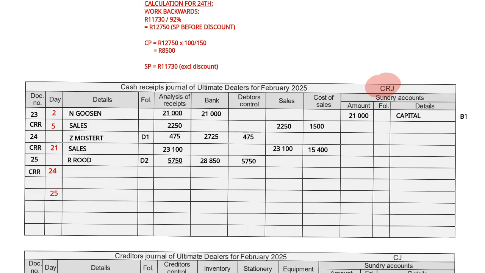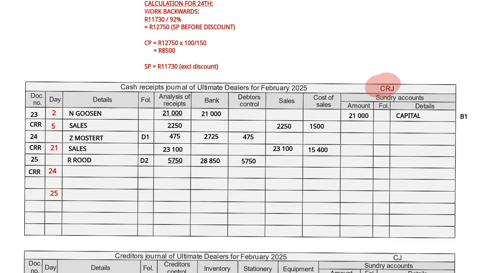We're going to work backwards because remember our cost price must be before the discount. So if we have given an 8% discount, do you agree that 92% is what was paid? So 11730 divided by 92% means our original selling price was 12,750. That is the price before the discount. So now we can calculate our cost price as 12,750 times 100 over 150, and then we get 8,500 Rand as the cost price. The selling price that you're going to record is 11730. It is always the amount after the discount, so the price excluding discount.